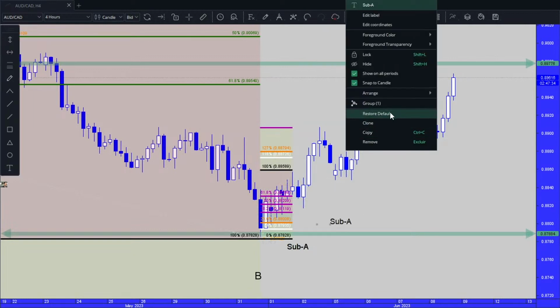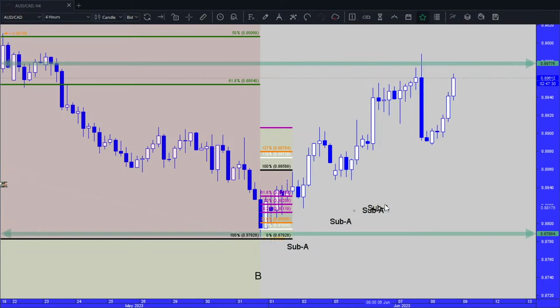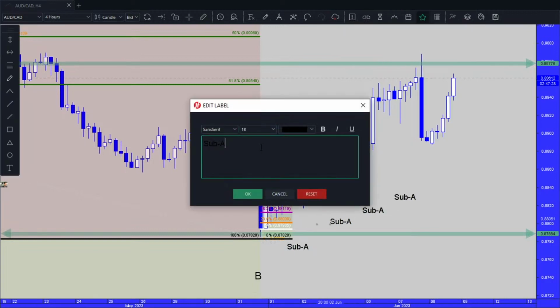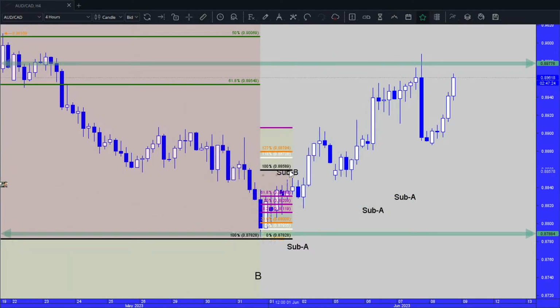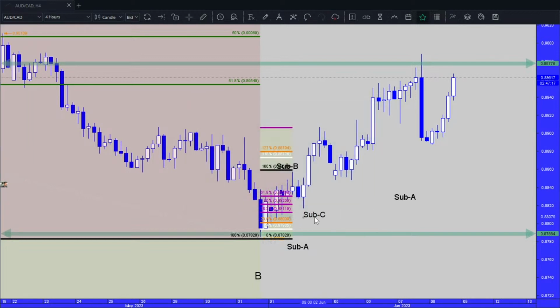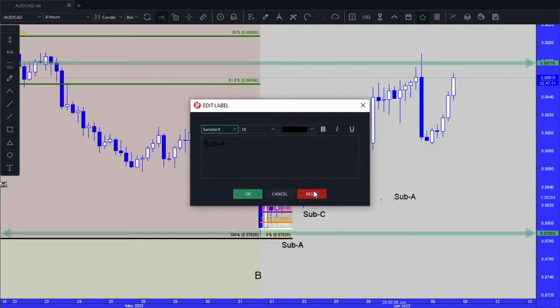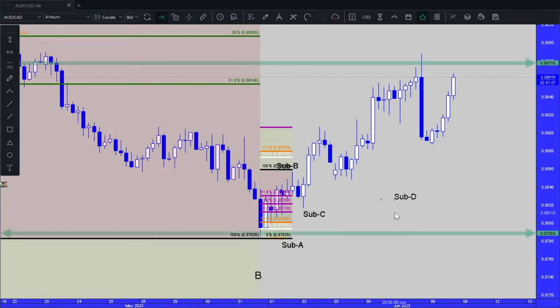Yes, type in the chat. Sub A, sub B, double click. Sub C, sub A, sub B, sub C, double click. Sub D, right? Sub A, sub B, sub C, sub D. There you go.